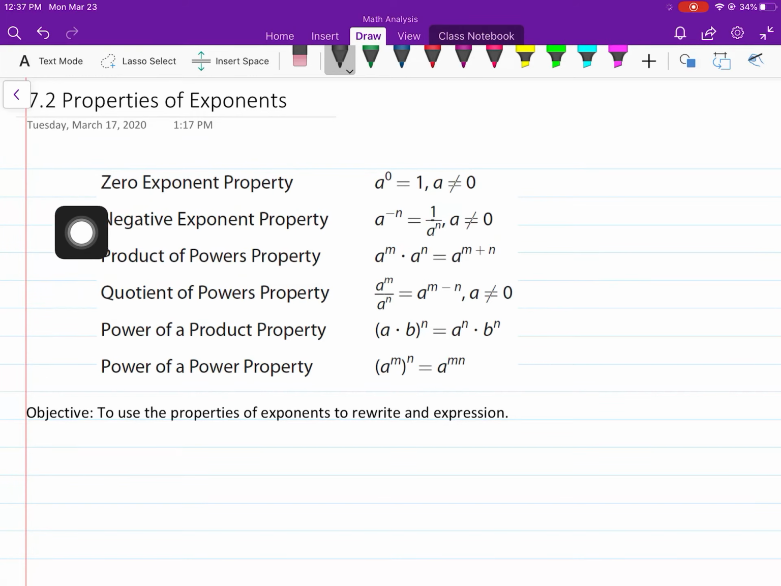In this section, we're going to be learning the properties of exponents. Really, we're going to be reviewing it. This is something you guys should have been doing since, like, I don't know, third grade.